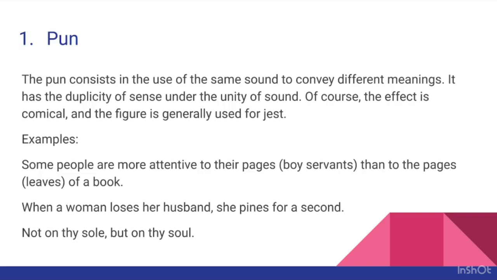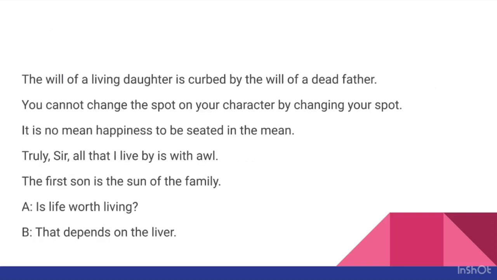Let us look at some other examples. The will of a living daughter is curbed by the will of a dead father. Here the first will denotes desire: the desire of a living daughter is curbed by the will or testament of a dead father. You cannot change the spot on your character by changing your spot. The first spot means mark or stain, whereas the last one denotes position or place.